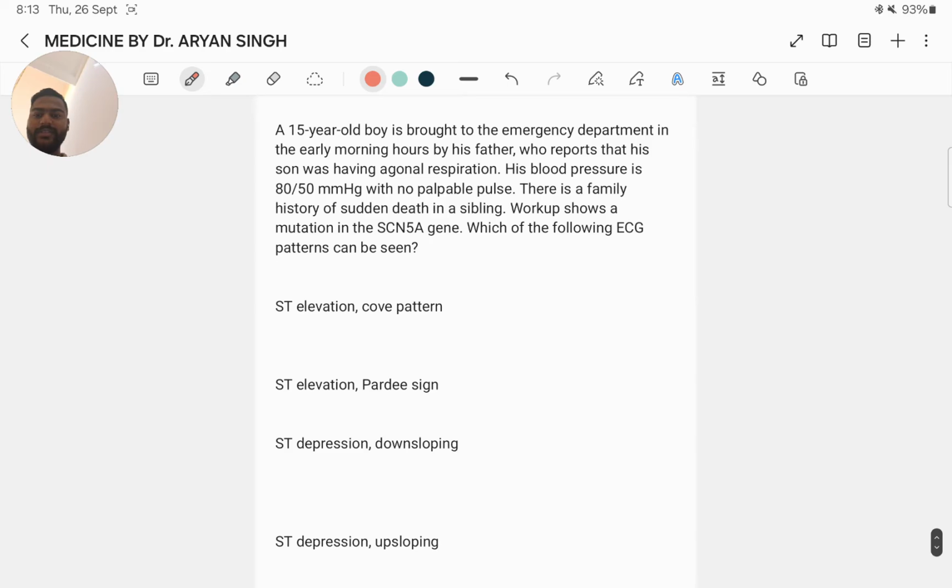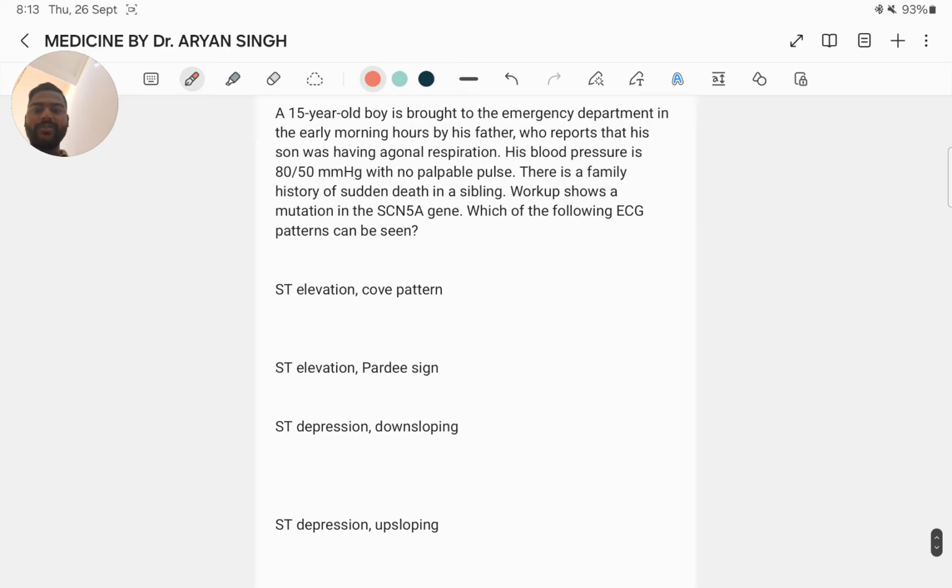Next question. A 15-year-old boy is brought to the emergency department in the early morning hours by his father, who reports that his son was having agonal respiration. His blood pressure is 80/50 mmHg with no palpable pulse. There is a family history of sudden death in a sibling. Workup shows a mutation in the SCN5A gene. Which of the following ECG patterns can be seen?